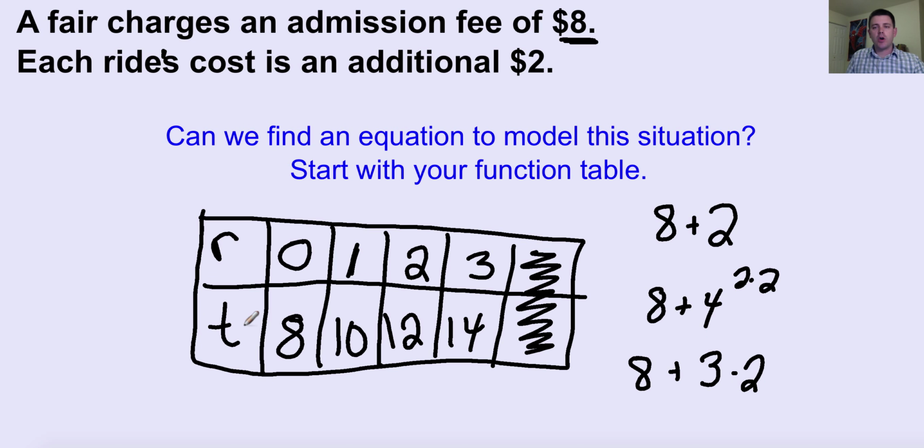To calculate our total, T, we're taking our $8 plus, what did we do each time? Here we did 2 times 1 ride. Here we did 2 times 2 rides. Here we did 3 times 2 rides, or 3 rides times $2. So we're taking the number of rides, R, and we're multiplying it times the cost, $2. So no matter how many rides I want, I just do 2 times the number of rides plus the $8 admission fee to get my total. That's how I get my equation.